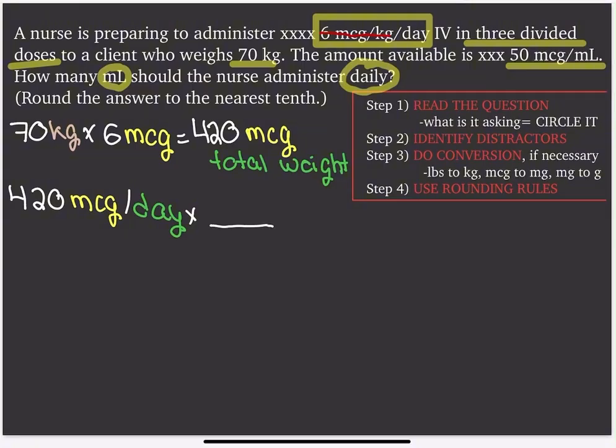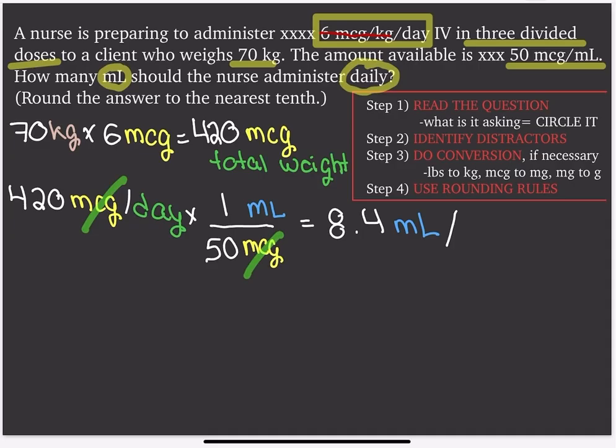And that's going to be times the conversion of micrograms to milliliters. So there's 50 micrograms for every 1 mL. Make sure your units cancel each other out, which they do, and the only thing we're left with is mLs. So it's going to be 420 times 1 divided by 50, which gives us 8.4 mLs per day.